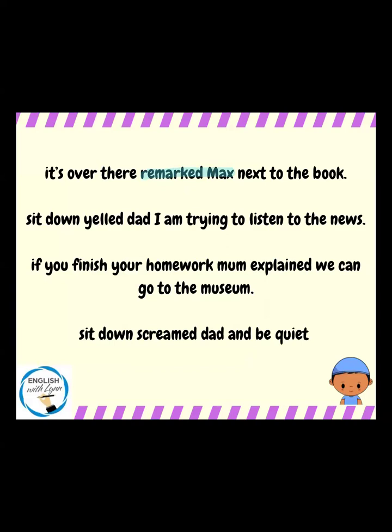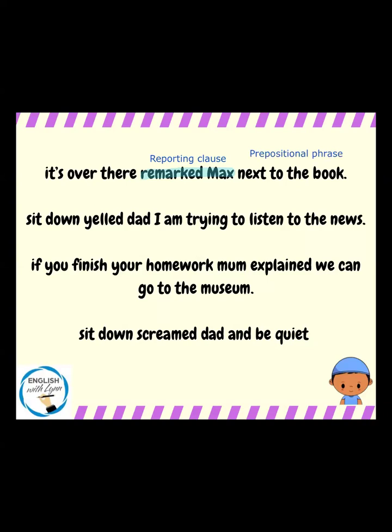So I now need to look at the bit that is being spoken. So it's over there next to the book. And I need to decide, is that a complete sentence or is it two separate sentences? Now, looking at that, next to the book is a prepositional phrase that is showing where the book is, or where the object is. It's next to the book. So that bit doesn't make sense on its own.